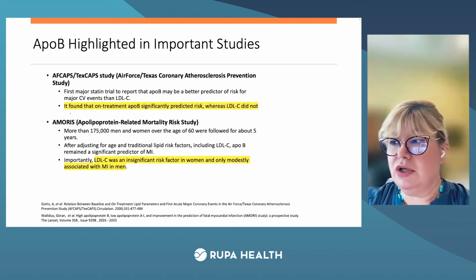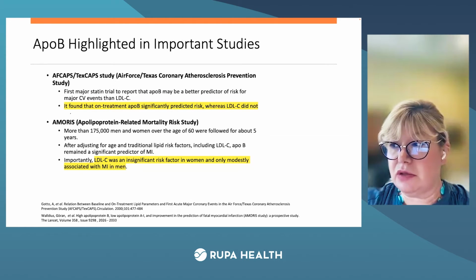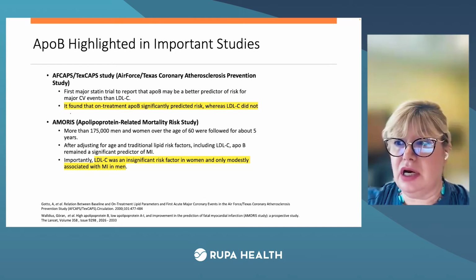Two of some of the larger studies, both done in primary prevention cohorts, actually are newsworthy. FCAPS/TexCAPS was the first major statin trial that showed that on-treatment ApoB levels significantly predicted patients' risk, while LDL-C cholesterol did not.